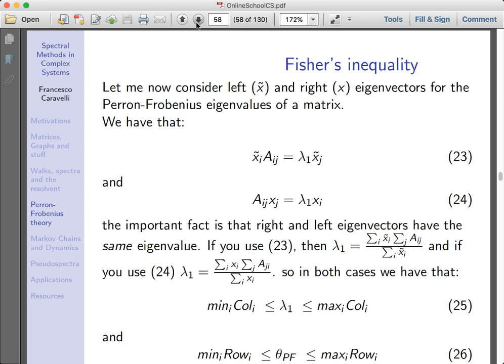One way of showing that for a Markov chain we have a unique Perron root is via Fisher's inequality. You can show that eigenvalues necessarily must be upper bounded and lower bounded by the minimum and the maximum of the sums of the columns, and the minimum and the maximum of the sums of the rows. For a Markov chain, the Perron root necessarily must be equal to one because the sum of the columns must sum to one.